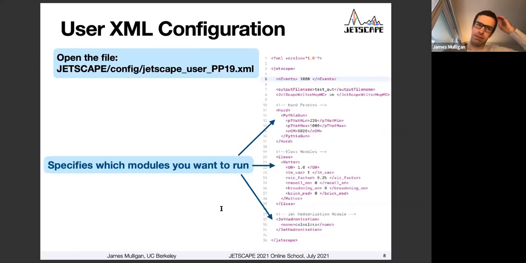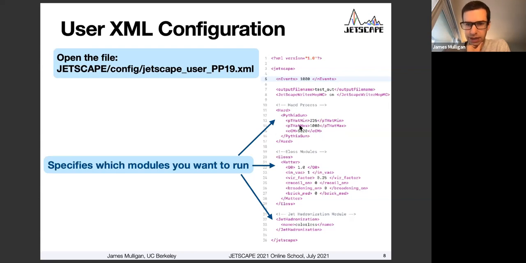Okay, and then next in that same directory, go ahead and open a user XML file. This one is called JETSCAPE_user_pp19.xml. This should look something like the one on the right. Again, you will notice it's a much smaller file. It's 30-some lines of code instead of some hundreds in the master file. And here we'll specify what modules we want to run.